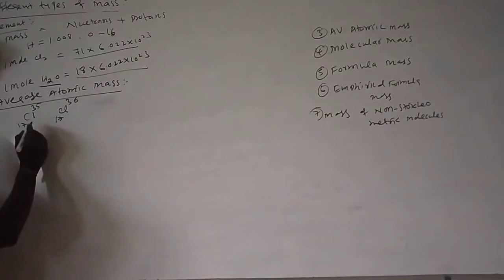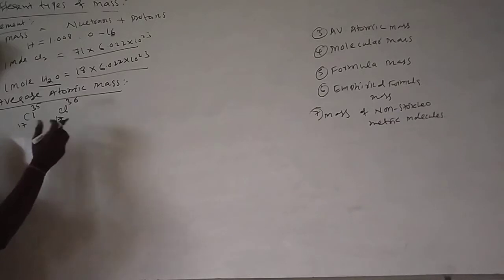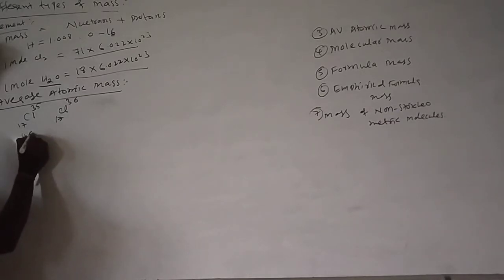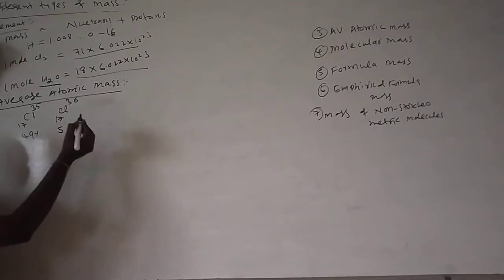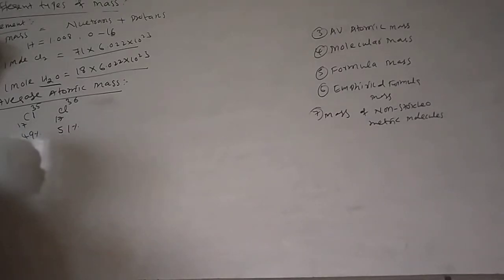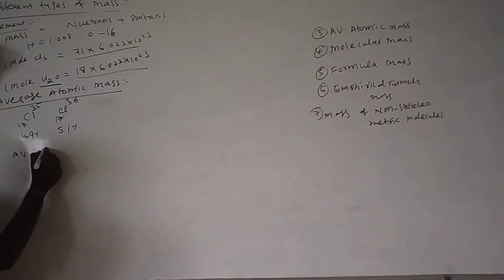Over here, the abundance of these isotopes is nearly the same. The abundance of this one is 49%, and of this one 51%. Both have nearly the same abundance. That's why here we take the average mass. How will you calculate the average atomic mass?